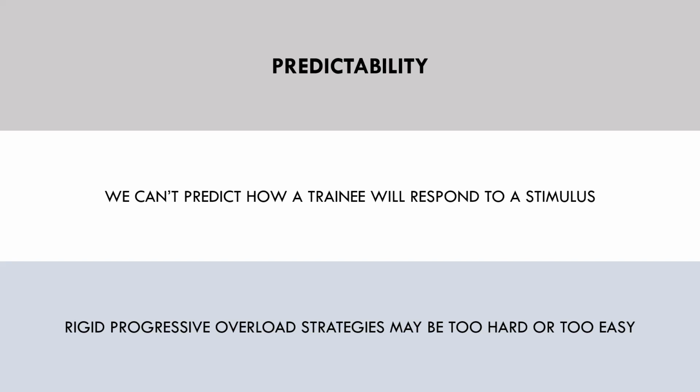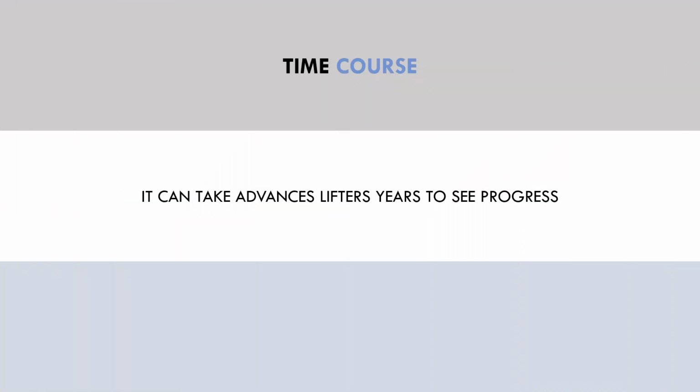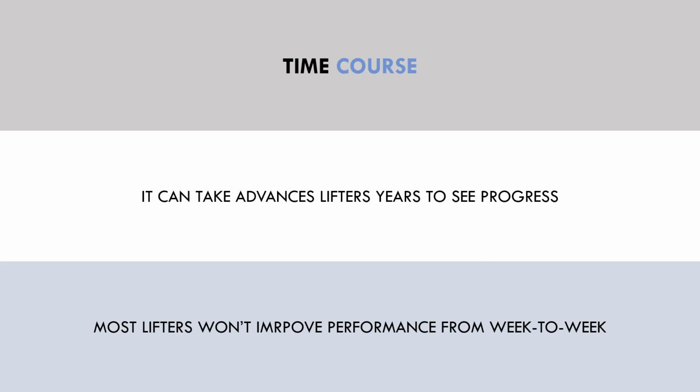The second issue is the time course it takes for hypertrophy gains to occur. While novice lifters can generally improve performance from week to week, it can take advanced trainees years just to see true improvements in lifting performance. So if we prescribe a rigid progressive overload plan, it is highly unlikely that an intermediate or advanced trainee will be able to improve performance that quickly.